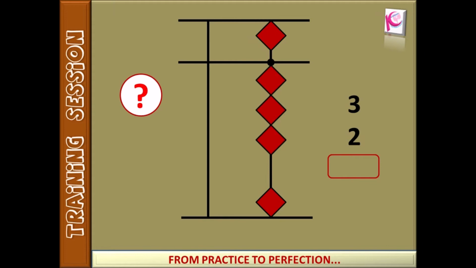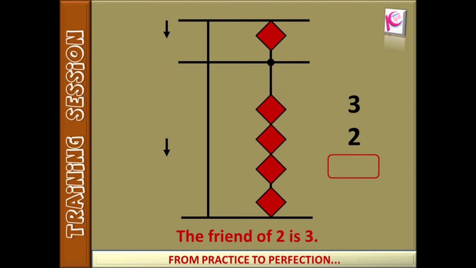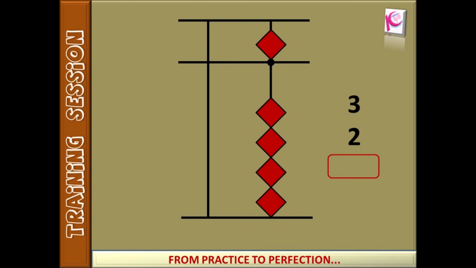Normally students make a mistake. They take out the friend of 3. No. The friend of 2 is 3. So you have to bring 3 down. Because the number that is to be added, you have to find out its friend. The friend of 2 is 3. 3 down, 5 down. Answer is 5.